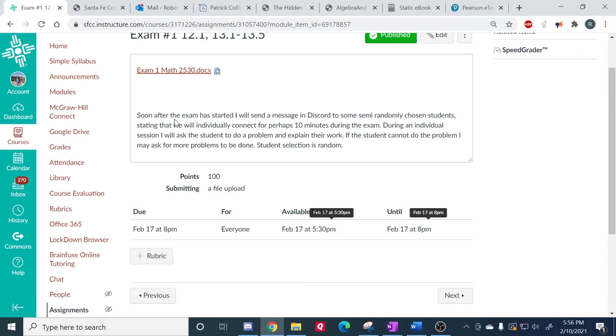And I have this little comment. Soon after the exam started, I'll send a message in Discord to some semi-randomly chosen students stating that we will individually connect for perhaps 10 minutes during the exam. During an individual session, I'll ask the student to do a problem explaining their work. If the student cannot do the problem, I may ask for more problems to be done. Student selection is random, so I don't choose the same student 3 weeks in a row or something.